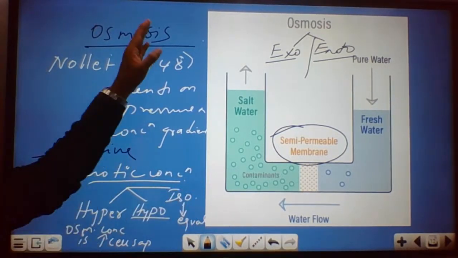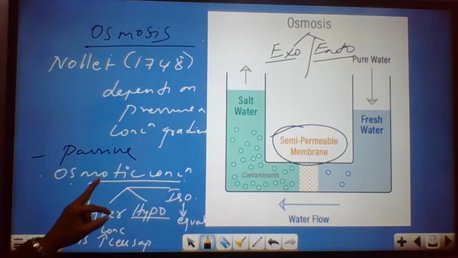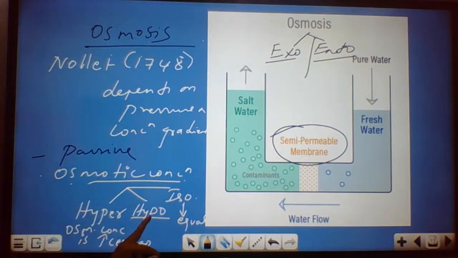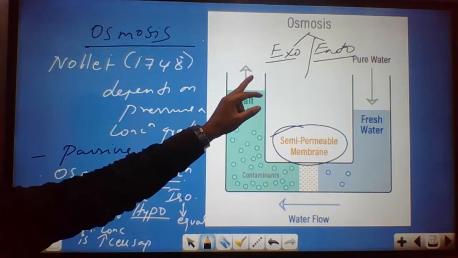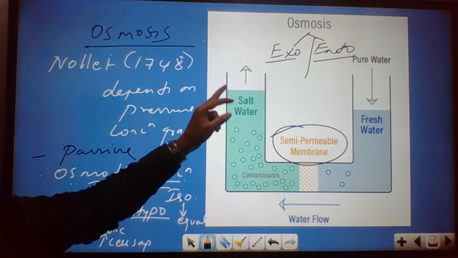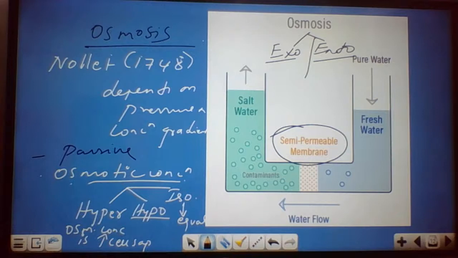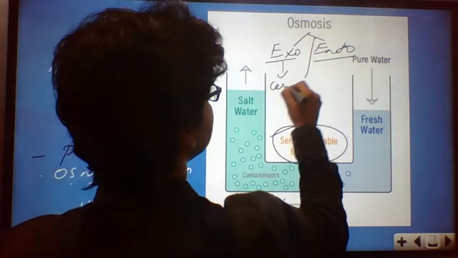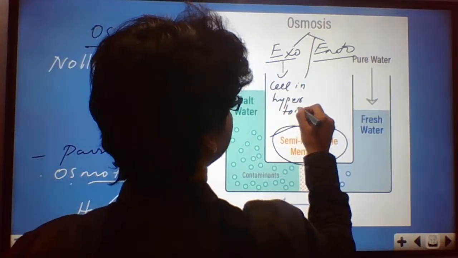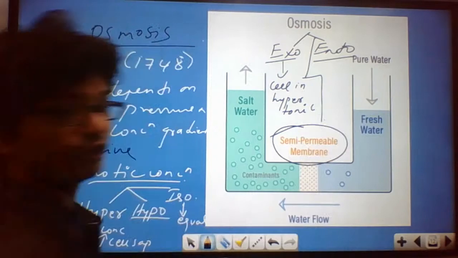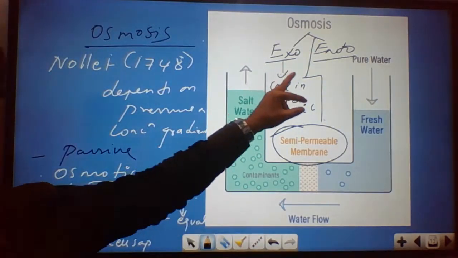So we're done with the types of osmotic concentration: hypertonic, hypotonic, and isotonic, and the difference between exoosmosis and endoosmosis. Exoosmosis, what happens in exoosmosis? The cell is placed in a hypertonic solution. You can place the cell in a hypertonic solution.